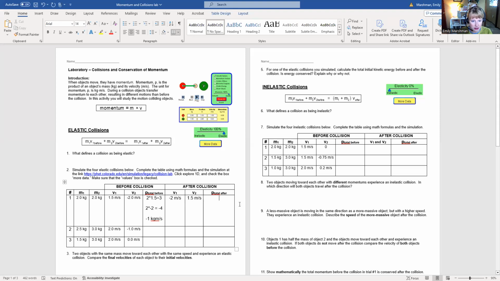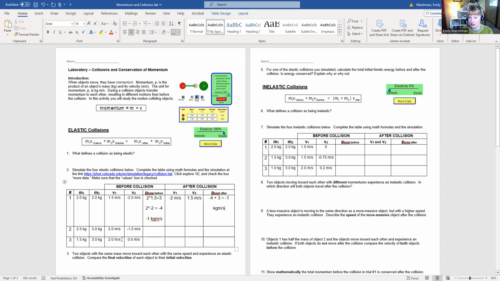The momentum for mass 1 is -4. The momentum for mass 2 is going to be 3 because it's 2 kilograms multiplied by 1.5 meters per second. So the total momentum after is -1 kilogram meter per second, which is what we expected. It's the same before and after the collision. Okay, so you will do the same process for the next 2 setups here.